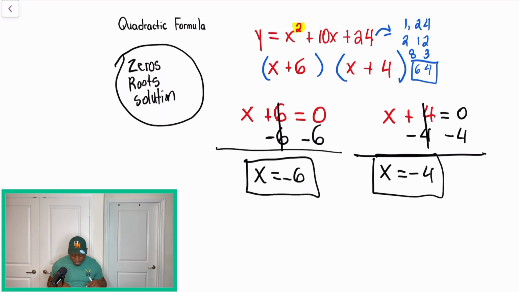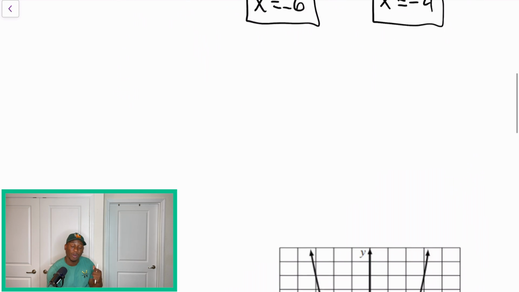So right here, guys, this is what they wanted. This is what it means to find the zeros for the equation, okay? And before we go, what I want you guys to understand, we're going to go and we're going to look at a graph now.